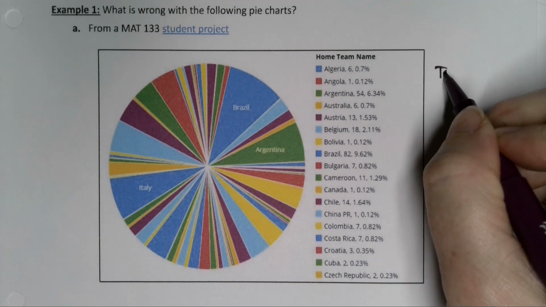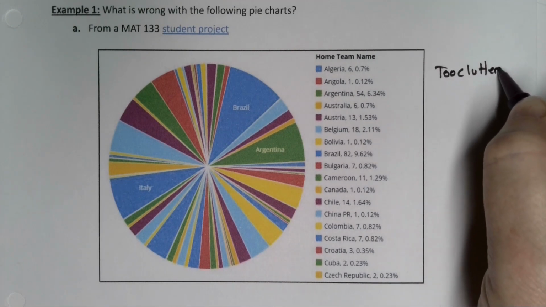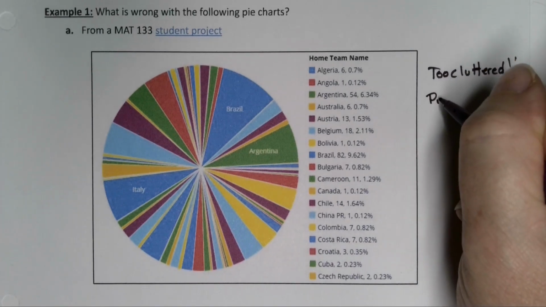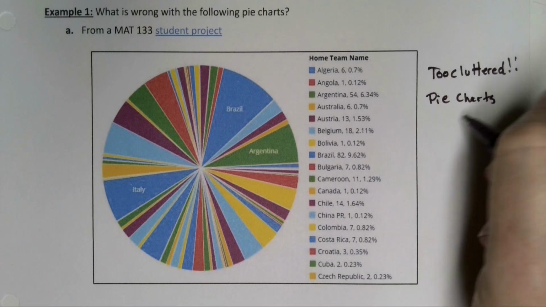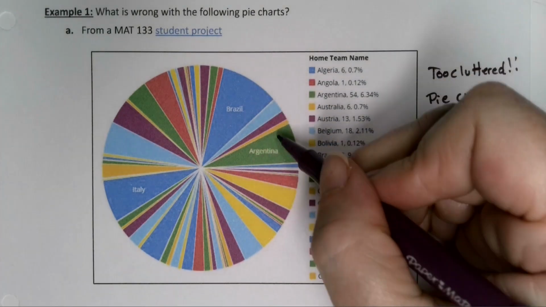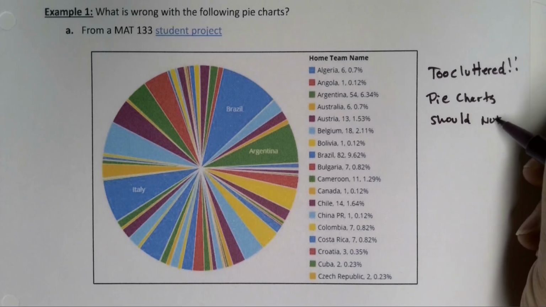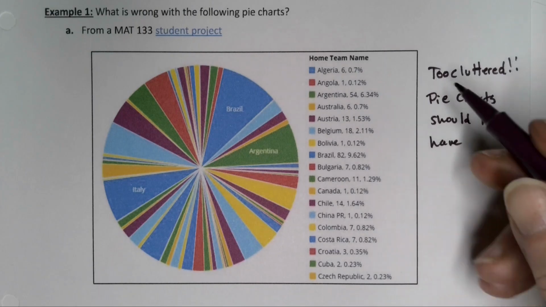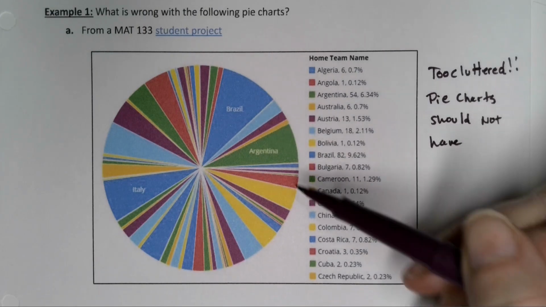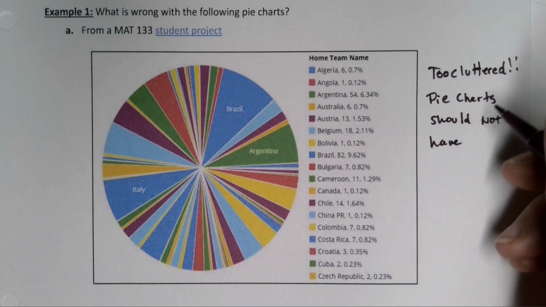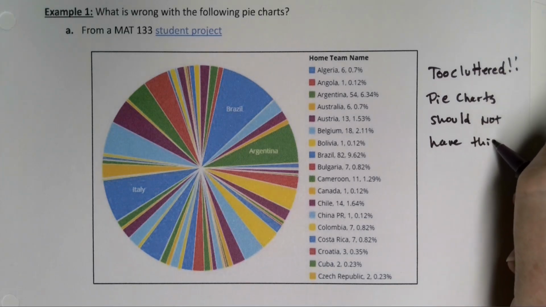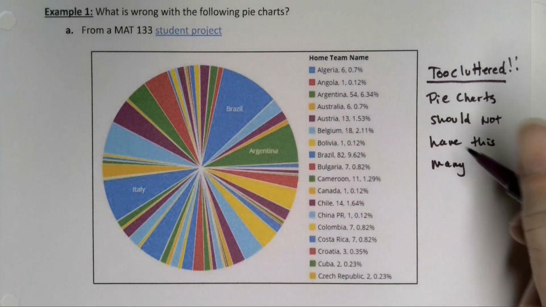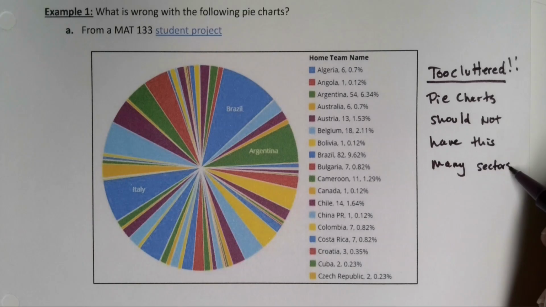So this is too cluttered. Pie charts should not have this many sections. There's tons of them in there. They should have made a graph of something different, or they should bundle into groups, like continents. These are different countries, so bundle the continents together. That would have been better. Each one of these, the ones that look like a piece of pizza, is called a sector.